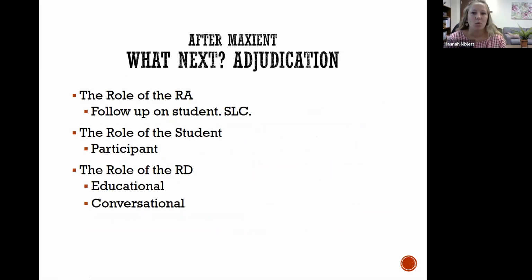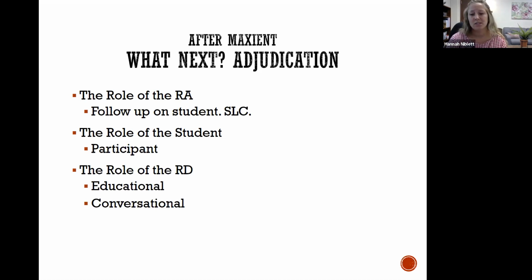Okay, so what's next after you submit that IR? It's the adjudication process. So the role of the RA after the situation occurs, so the next day, is just to follow up with the student, support, love, and care. So just making sure that that student knows that you're still there for them, even though you were the one who caught them violating that policy. Know that we still care for them, just like any other student. So just make sure that you're kind to them and really just humanize the situation.